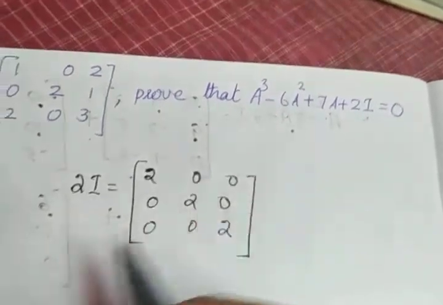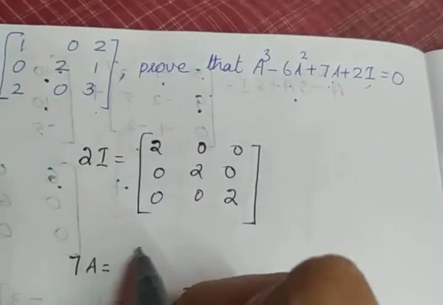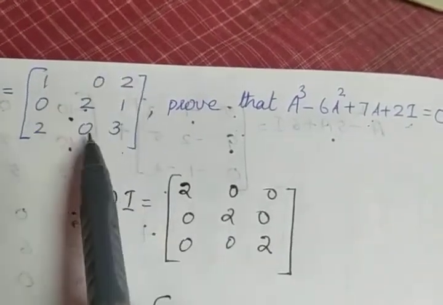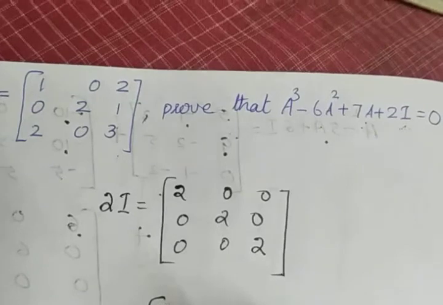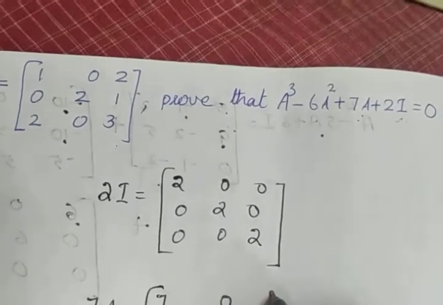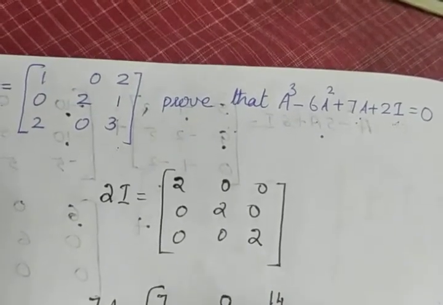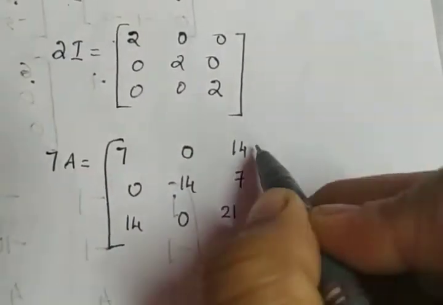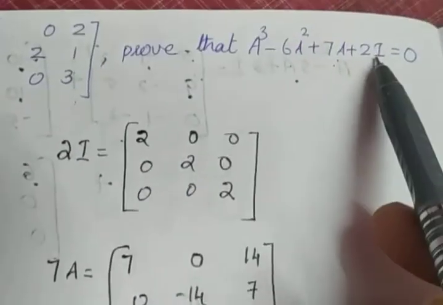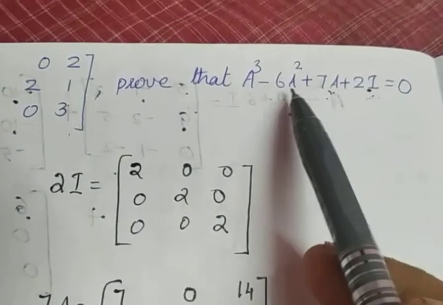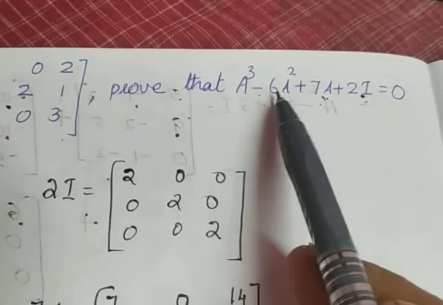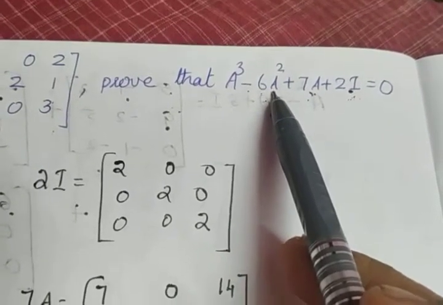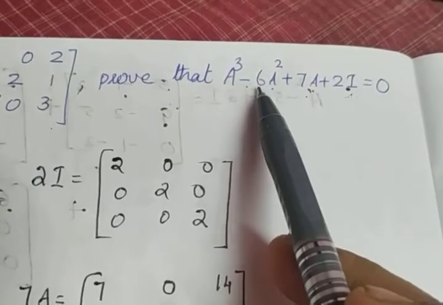Next we have to find 7A. What is 7A? Just multiply each and every element of the matrix by 7. So the matrix becomes 7, 0, 14, 0, 14, 7 and 14, 0, 21. Okay, so we got 2I and also 7A. What about the next one? It is minus 6A square. So we can't calculate it together. What we will do is first calculate A square, then multiply it with minus 6.